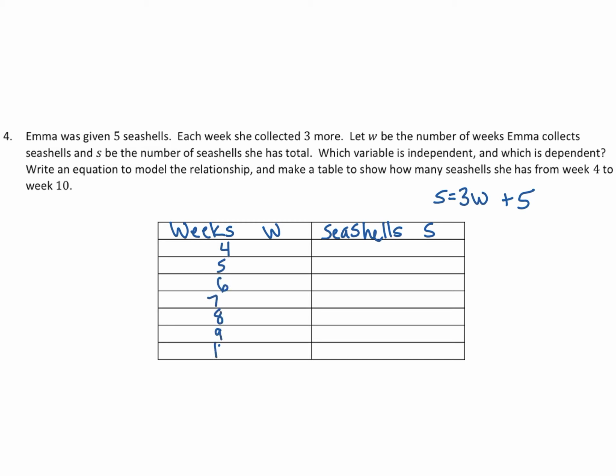If this was 4 weeks, over 4 weeks, she would collect 3, 6, 9, 12 seashells, plus the 5 that she started with. And 12 plus 5 is 17. If we wanted to look at the last one, for 10 weeks, 10 times 3 would be 30, plus the 5 that she started with would be 35.